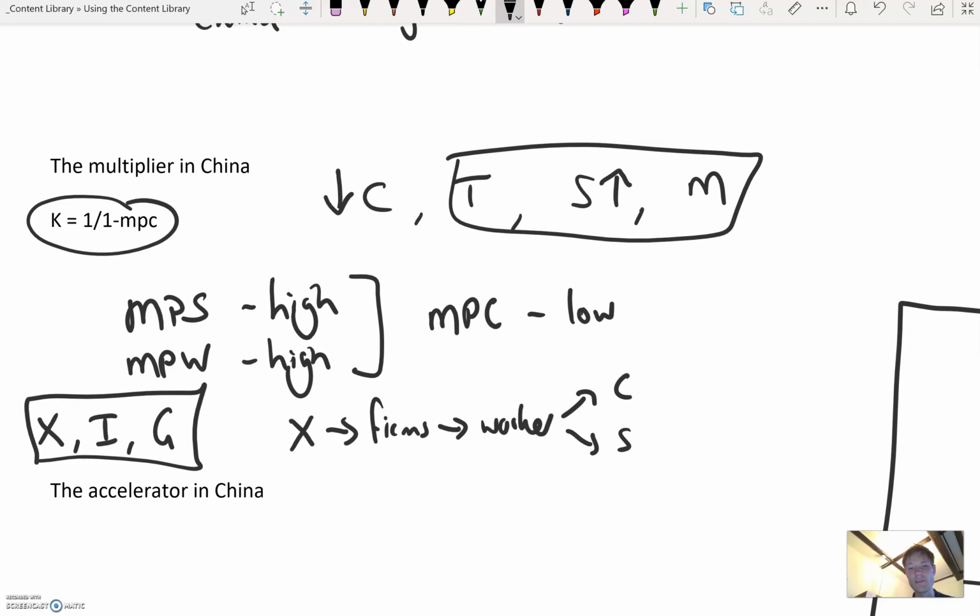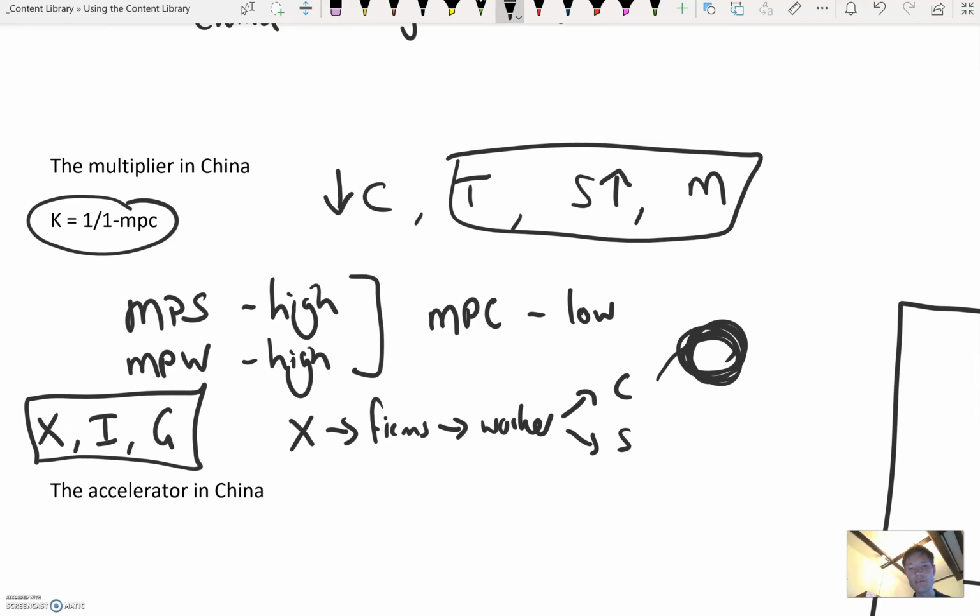Now the problem with it is in many countries, the exports would go to firms, go to workers, and workers would then take a significant proportion of that income and consume, and then that would go around your circular flow round and round and round like that, and creates a multiplier effect.